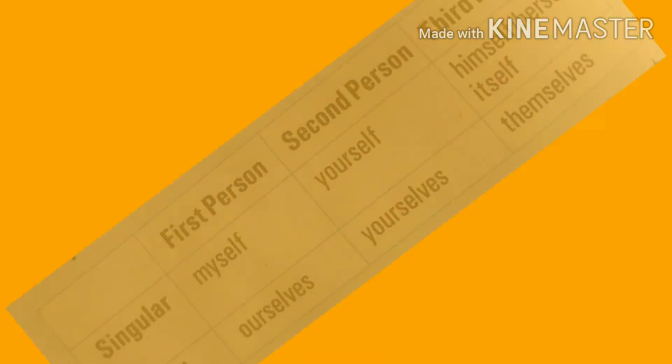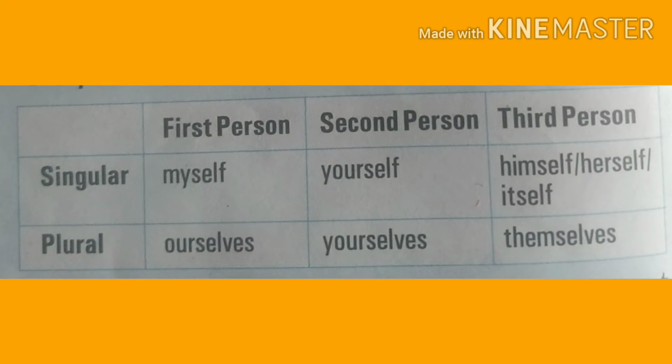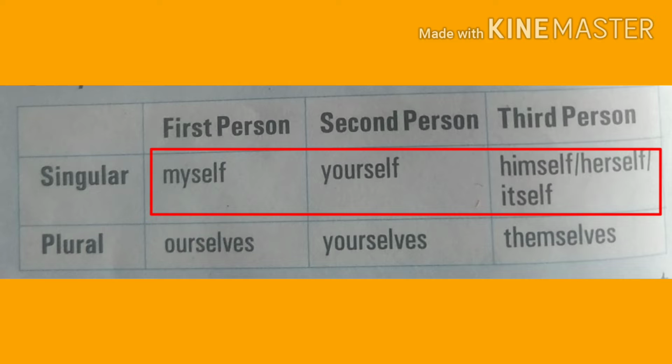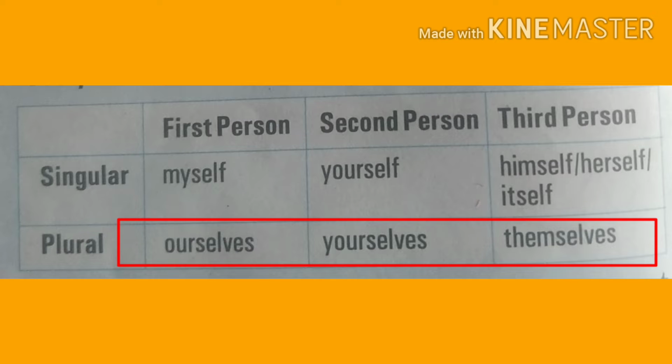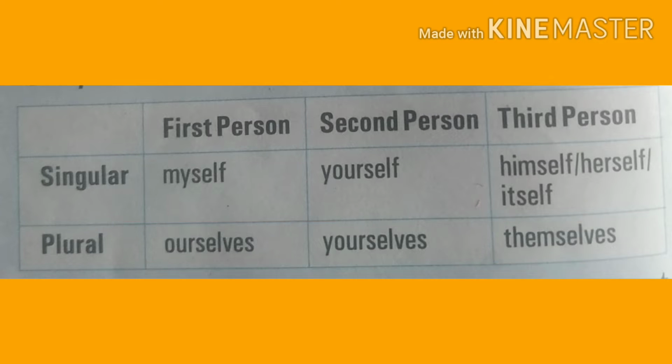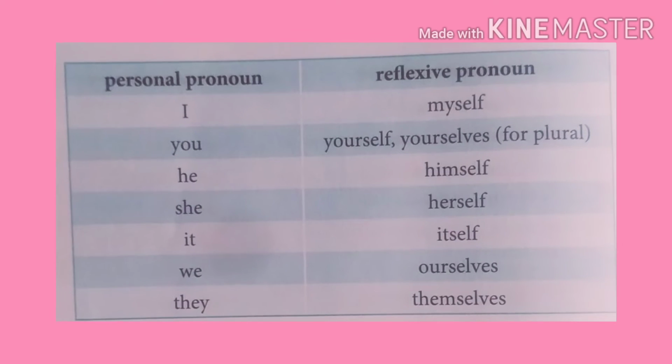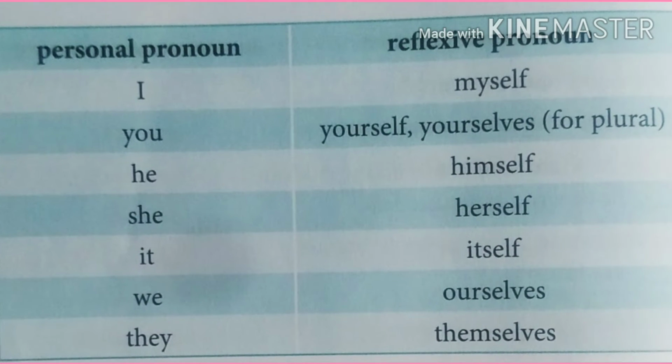So this is the table showing reflexive pronouns. So myself, yourself, himself, herself and itself. These are reflexive pronouns in singular form. Okay, and ourselves, yourselves, themselves. They are the reflexive pronouns used in plural forms. Okay. And this table will help you understand which reflexive pronoun is used with which personal pronoun.